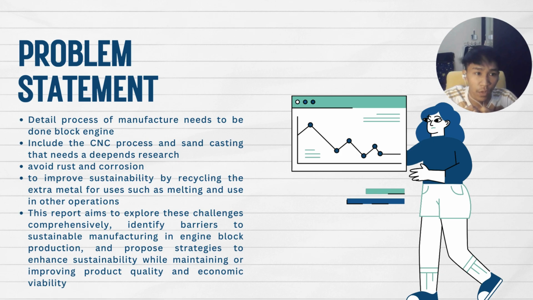So the engine block production consists of the CNC process and sand casting process, which are the processes that we have focused on. So a detailed process needs to be done, and the products are then coated to avoid corrosion and rust.